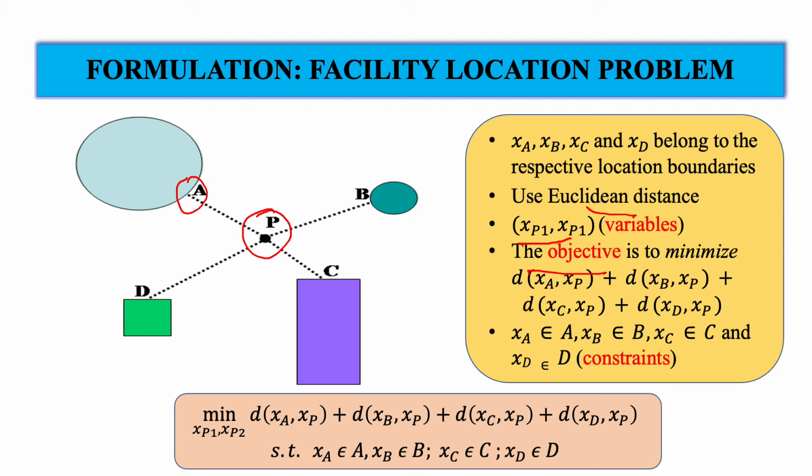So you will see that there is an objective function which we have to minimize. There are constraints that the point should belong to these respective boundaries, and these are my optimization variables xp1 and xp2. Now when it comes to the other problem of finding the location of a garbage dump area, we may have to change the minimization problem to a maximization problem.